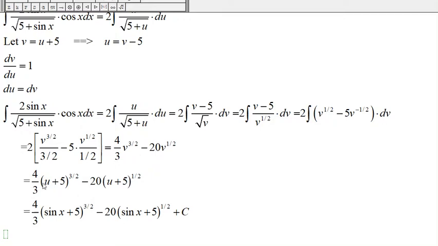V is u plus 5, so we have u plus 5. And then u is sine of x, so we have sine of x plus 5, and sine of x plus 5. Here we have a plus 5 and a plus 5. And this is the answer.